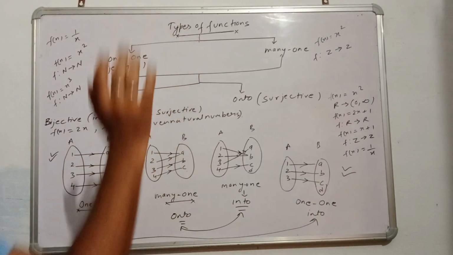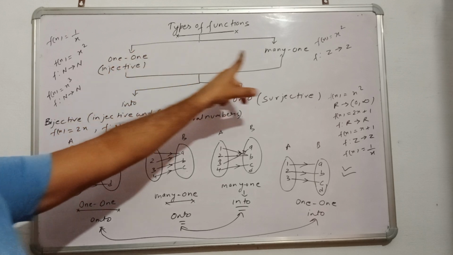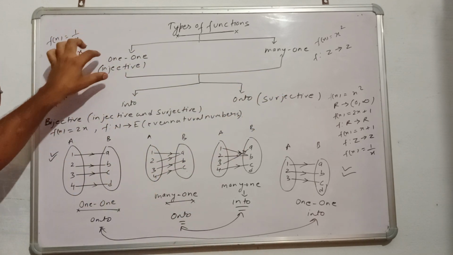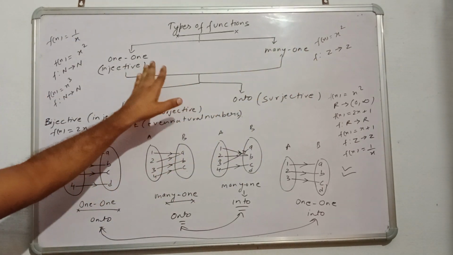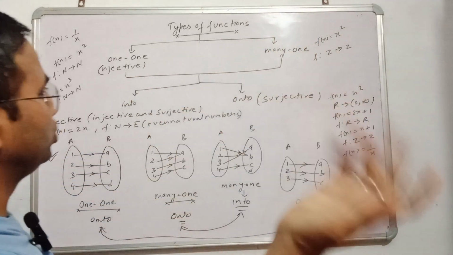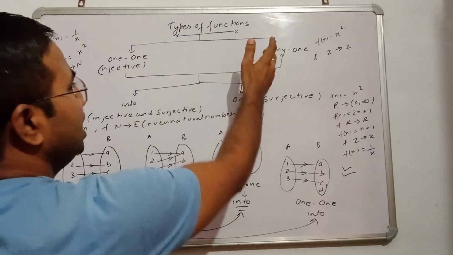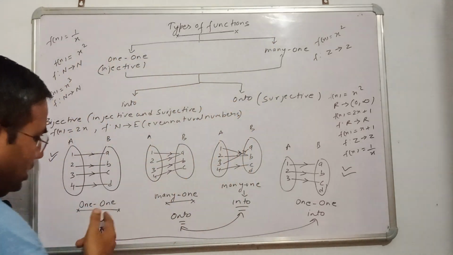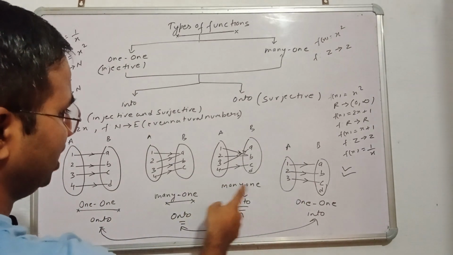Now see from the chart. Functions can be divided into two parts: one-one function and many-one function. If it is one-one, then it is called injective first. Listen, the other name is injective. Many-one is there too. Now see, both can be of two types. One-one can be into also, onto also. Many-one can be into also, onto also. So here: one-one onto, one-one into, many-one onto, many-one into.